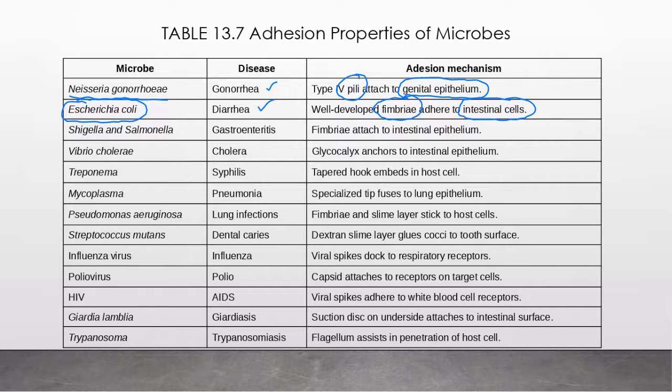Shigella and Salmonella can cause a disease called gastroenteritis. They use fimbriae for attachment to the intestinal epithelium, especially the small intestine. Treponema is another bacteria that can cause a disease called syphilis. They have hooks. So this Treponema has hooks that attach to the host cell. Usually they use the urogenital tract organ as the portal of entry.